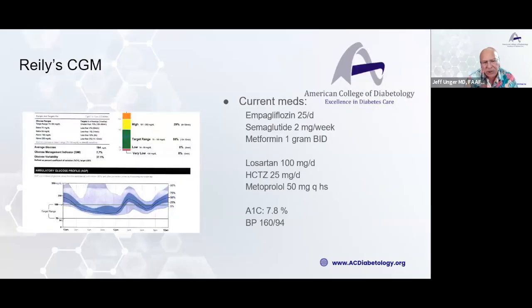So we downloaded her CGM, and remember, she's on multiple meds. Her blood pressure isn't controlled, her weight's not controlled, and certainly her blood sugar is terrible. Her time in range is only 55%, and she's got a lot of variability up and down all over the place. Her A1C is 7.8, and her GMI, glucose management indicator, is also high at 7.7.